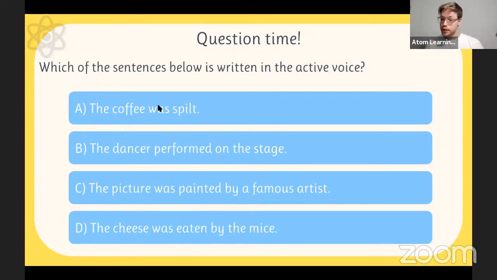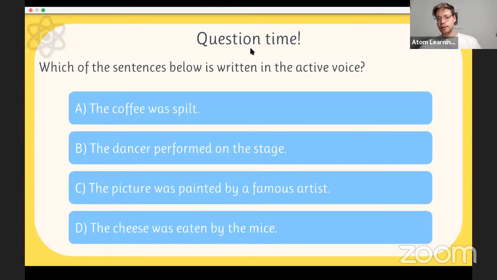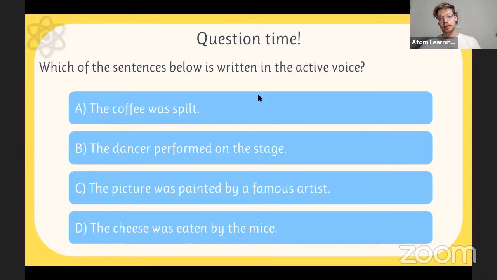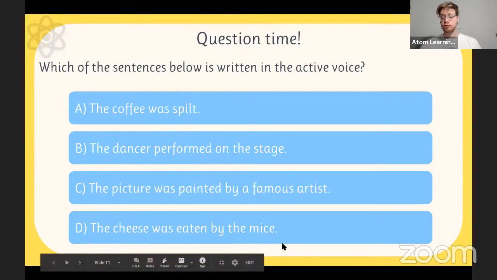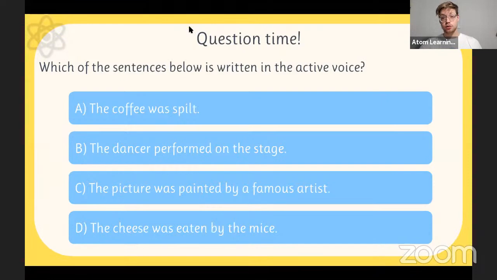Answer option B, the dancer performed on the stage. Now, I was going to go through and eliminate these answers one by one, but I'm liking the sound of answer option B. The dancer performed on the stage. Well, the dancer is the one performing the action. So I'm pretty sure that makes it the active voice. Let's see how many of us got that. So well done. The majority of us went for answer option B. 66 of us, 49 English grammar experts, some grammar geniuses in the class today.